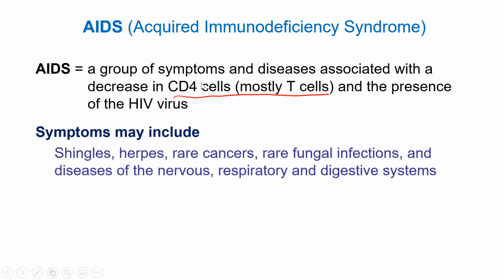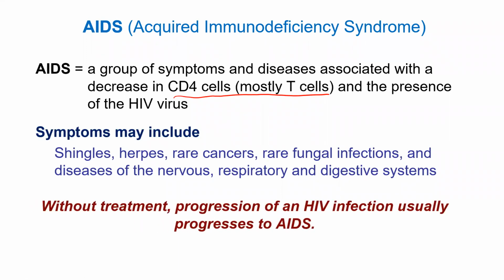What are these symptoms and diseases? This is something that sort of changes from time to time and may actually be different depending on your geographical location as well. I'll talk about that in a moment. But some of these diseases include things like shingles. So shingles is a reactivation of the zoster virus that normally causes chickenpox. Herpes viruses, so herpes simplex, but getting it in different body parts, rare cancers, fungal infections, and all sorts of rare infections that normally don't infect healthy individuals. So like I said, progression of HIV infection usually leads to AIDS without treatment.